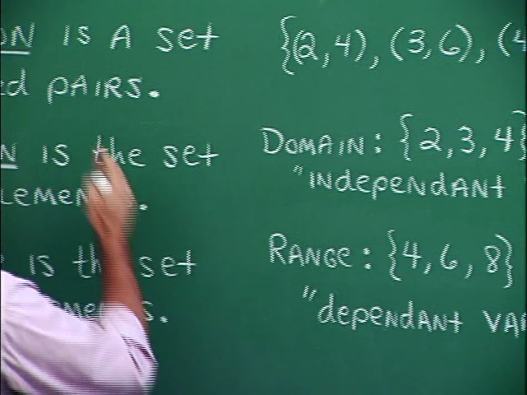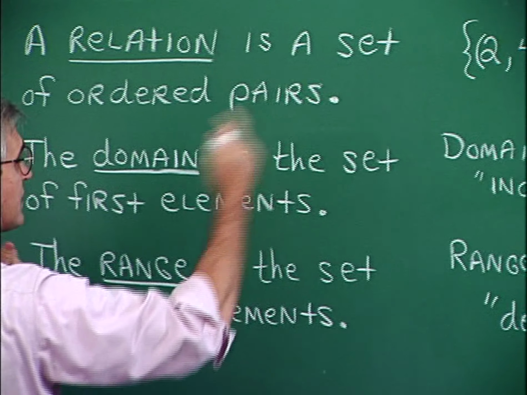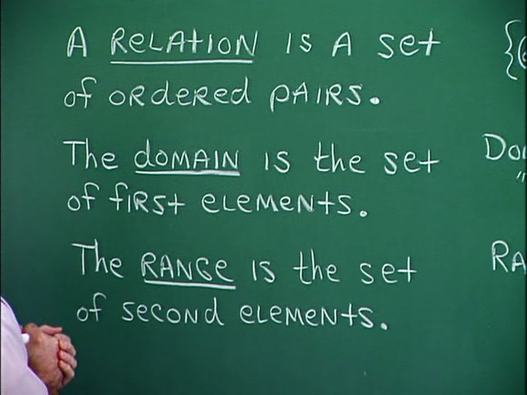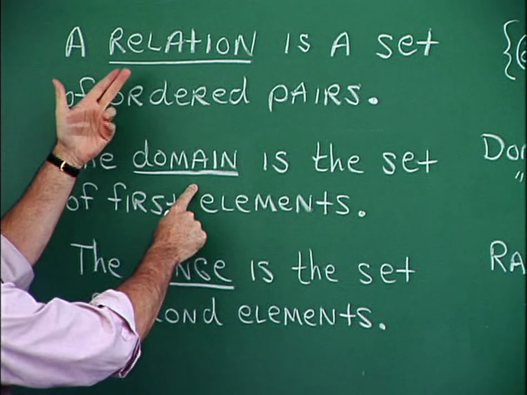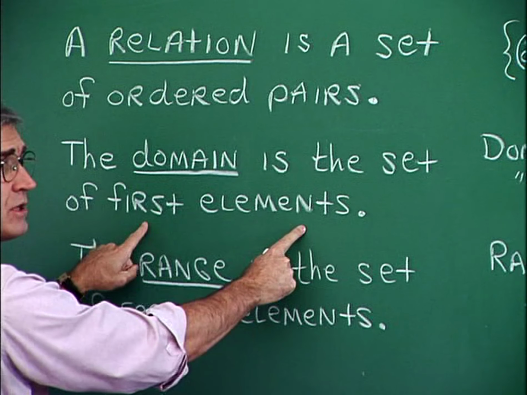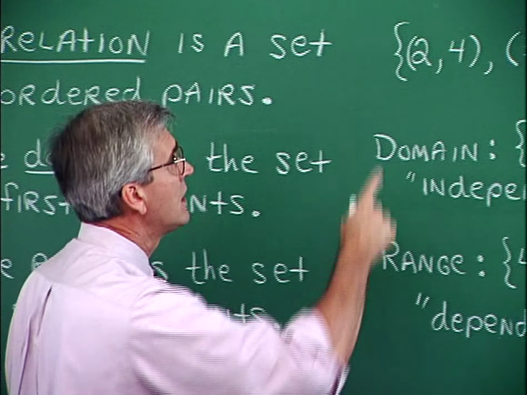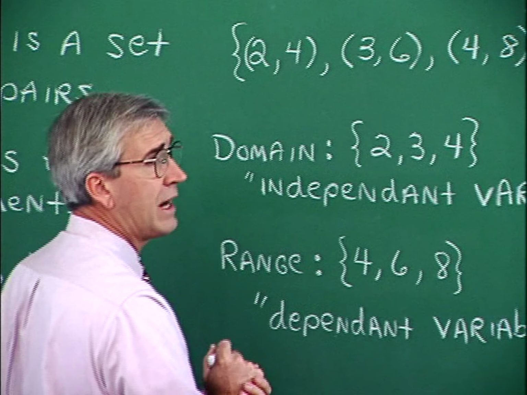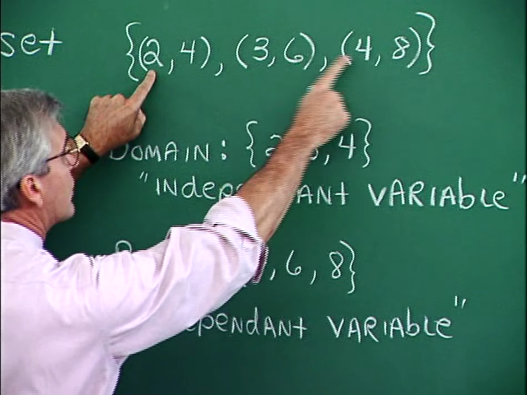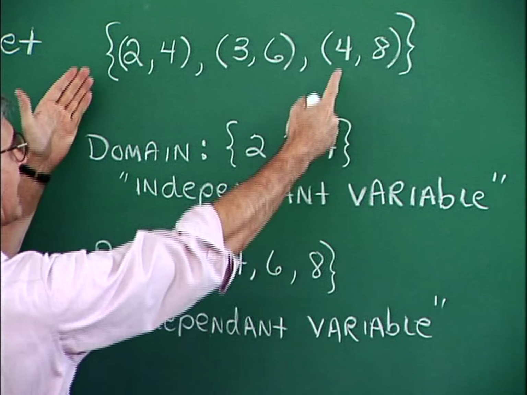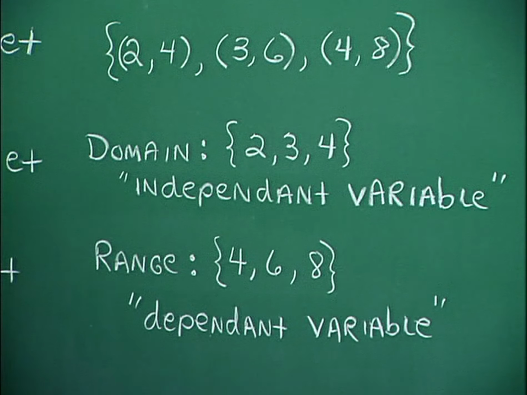At any rate, with this set of ordered pairs, and we're going to use as an example our simple set of ordered pairs here, the domain of that relation is the set of first elements. So the set consisting of the first elements in this set of ordered pairs. So it would be a set consisting of 2, 3, and 4. So the domain of that relation would be the set {2, 3, 4}.